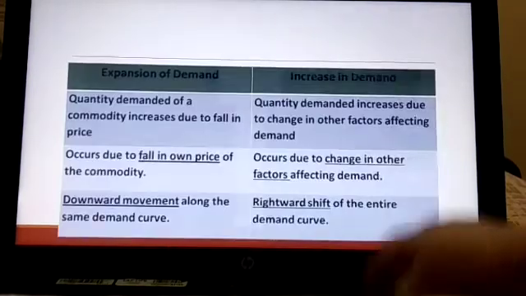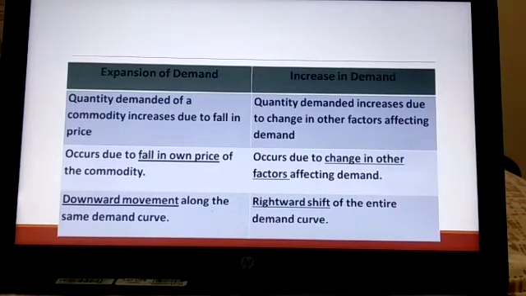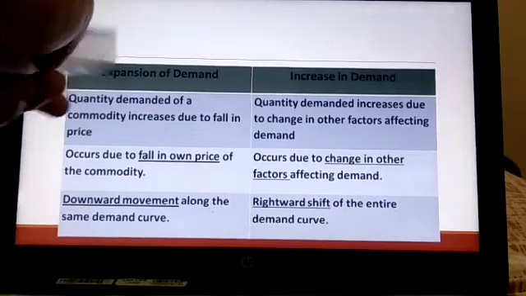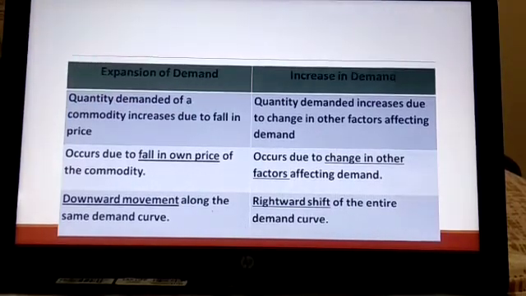Okay, now the next topic is the difference between expansion of demand and increase in demand. Now let me tell you what is the basic difference between the two. This is a concept of movement and this is a concept of shift.